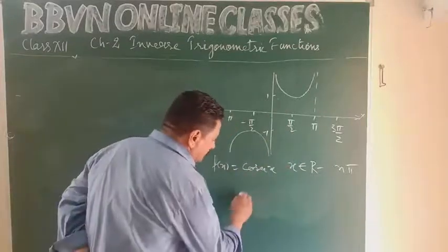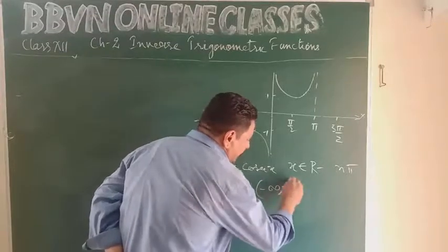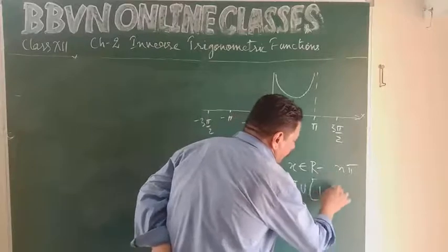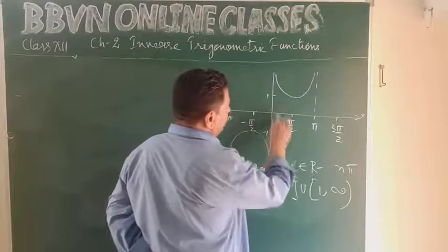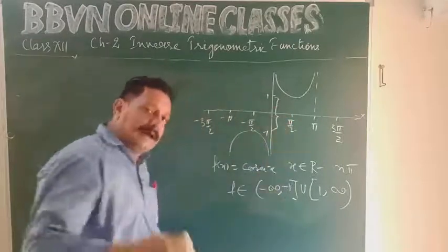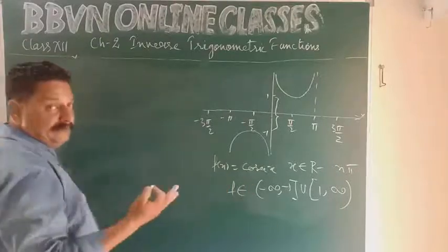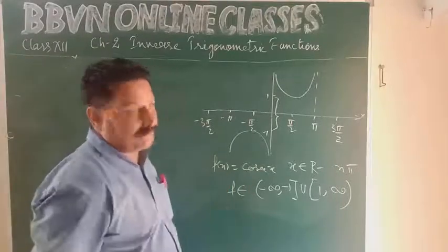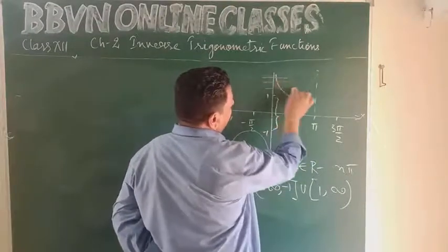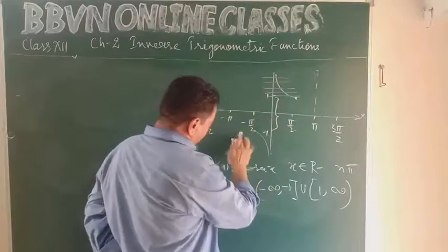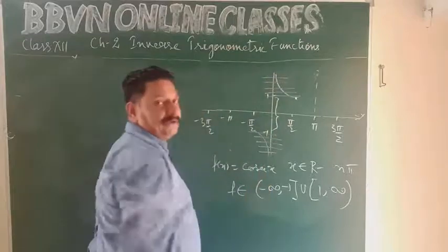And what is the range of cosec x? f belongs to minus infinity to minus 1 union 1 to infinity. Right? You will not get the values of cosec from minus 1 to plus 1. So for cosec inverse, this graph has to pass the vertical line test and the horizontal line test. Up to here, horizontal line test is passed. Just this point is not included.